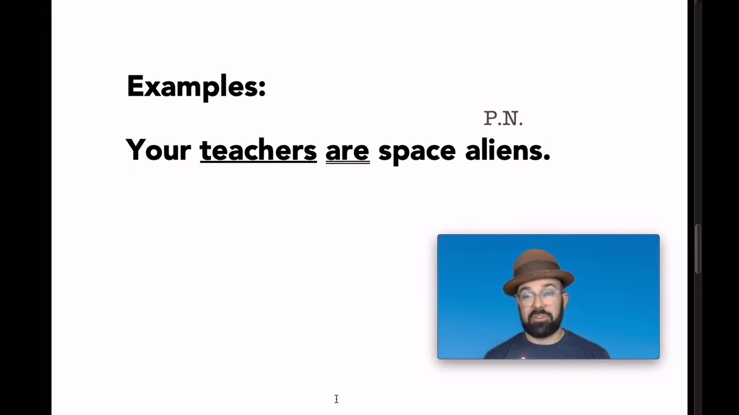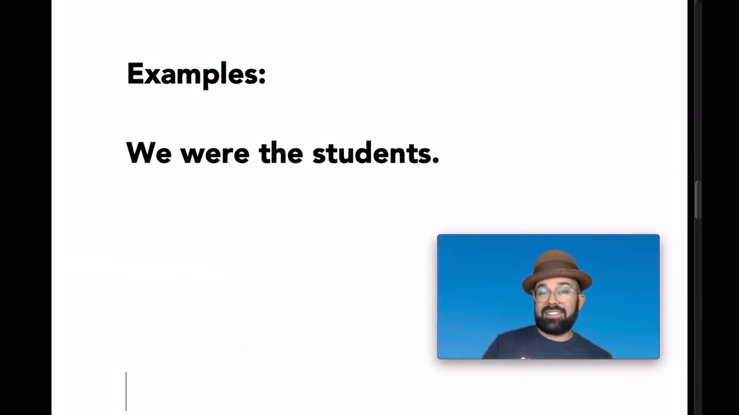But if I was to reverse it, space aliens are your teachers, aliens would be the subject, and teachers would be the predicate nominative. Get it? Let's look at a couple more examples, just in case. Here's an example using a past tense form of to be, but it works the same way. We were the students is the same thing as the students were we.